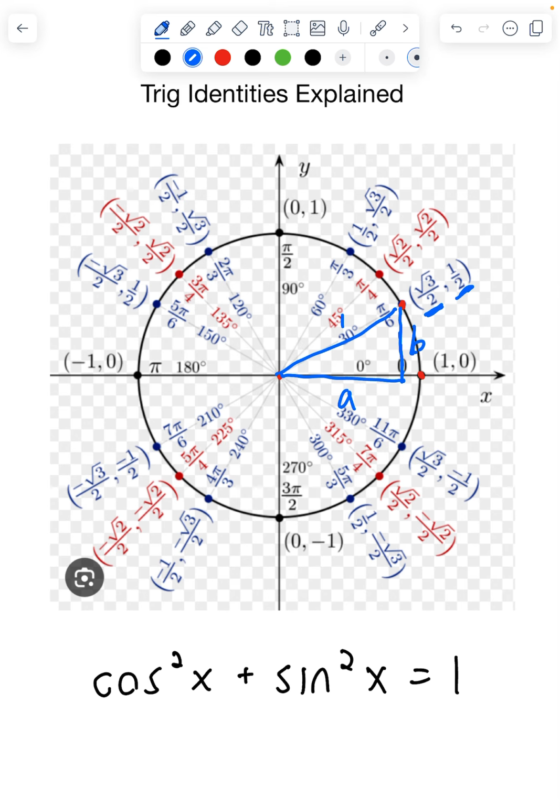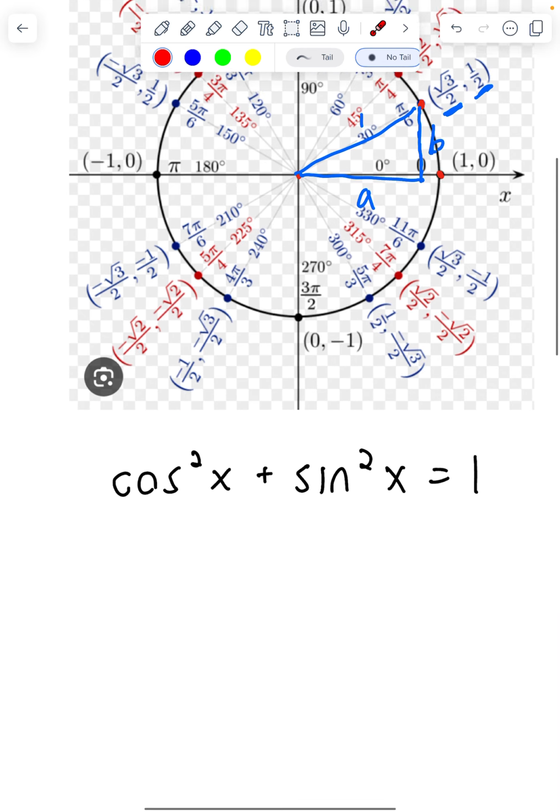Okay, so just based on Pythagorean's theorem, A squared plus B squared should equal C squared, which C squared in this case is 1. It's a constant. So I've got A squared plus B squared equals C squared, and 1 squared is 1, so I can just leave it at 1. All right, that's our first trig identity.